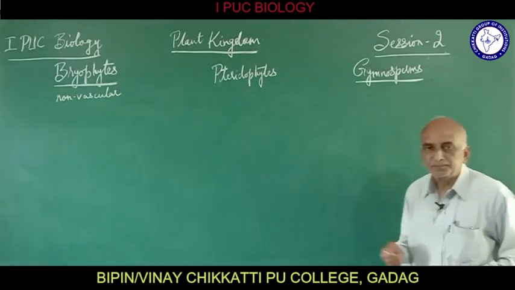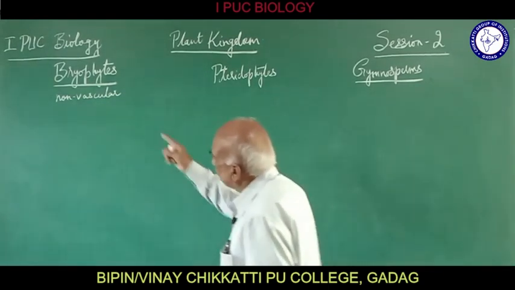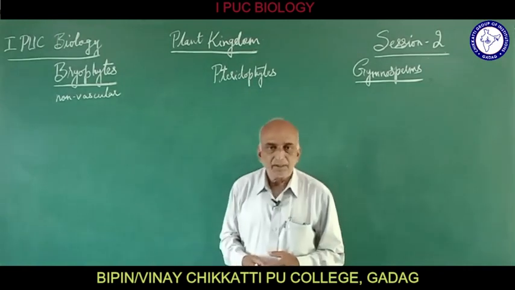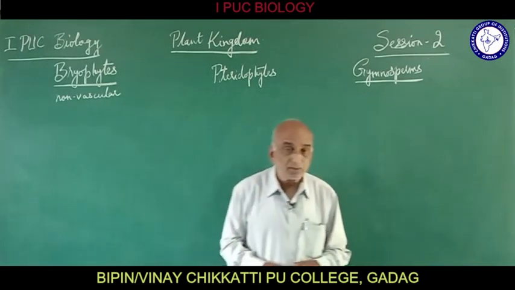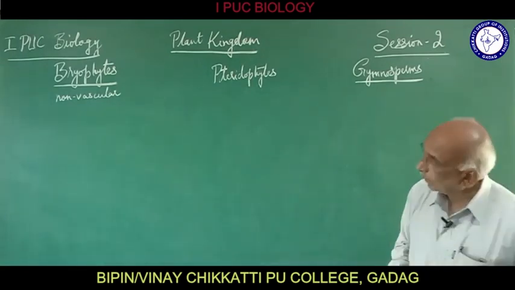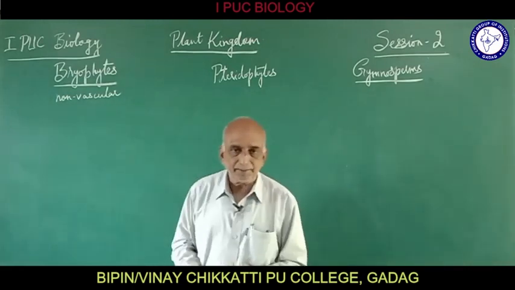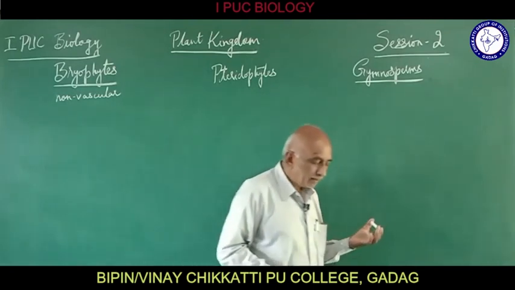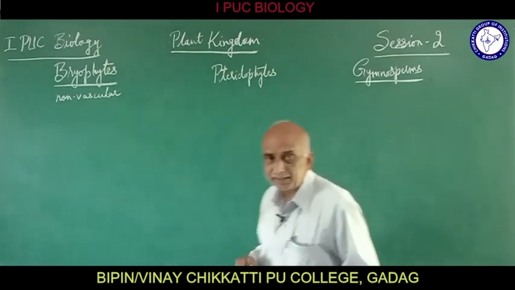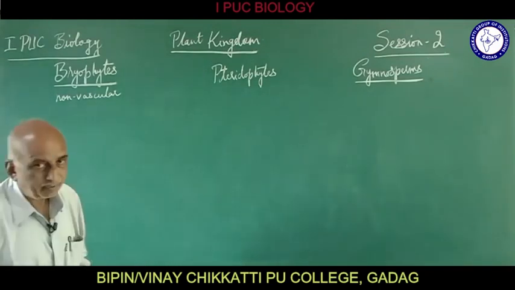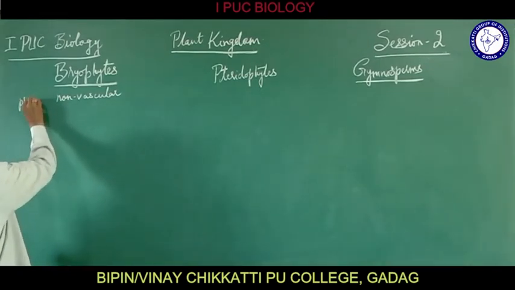The bryophytes are the same as algae when we consider the vascular tissues. Algae are non-vascular. Bryophytes are also non-vascular. Algae are chlorophyll containing organisms. Bryophytes are also chlorophyll containing organisms. So that means they are autotrophic automatically. When they contain chlorophyll, they have the capacity for photosynthesis, and thus bryophytes are also autotrophic in nature. Now these are primitive kinds of plants.